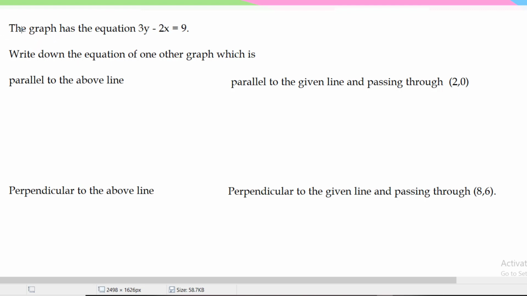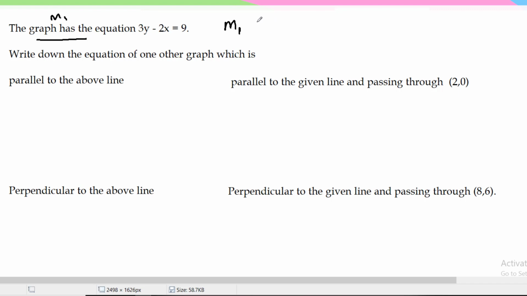They gave the equation of this line and we have to find another equation that is parallel to this line. For that, we should find the gradient of this line. What is the gradient? We'll call it M1. The gradient of this line is M1.